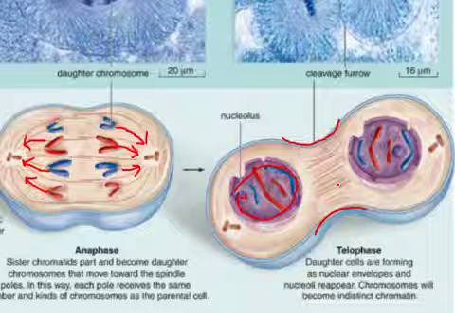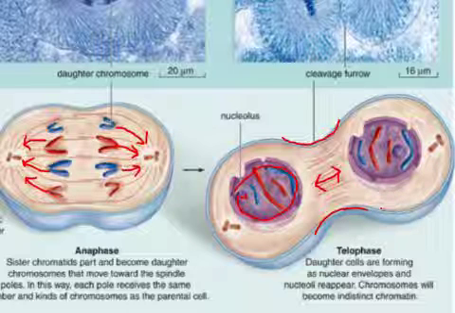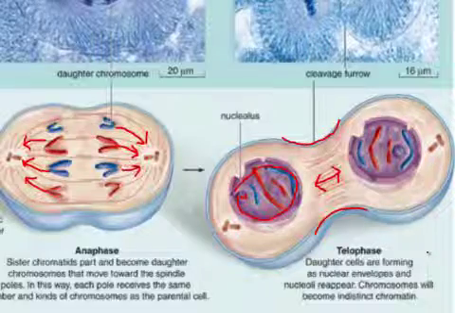Cytokinesis is what's going to divide the cytoplasm and the organelles of the cell. And so this begins with the appearance of a cleavage furrow. It's kind of like pulling a drawstring around this cell and pinching it in half.